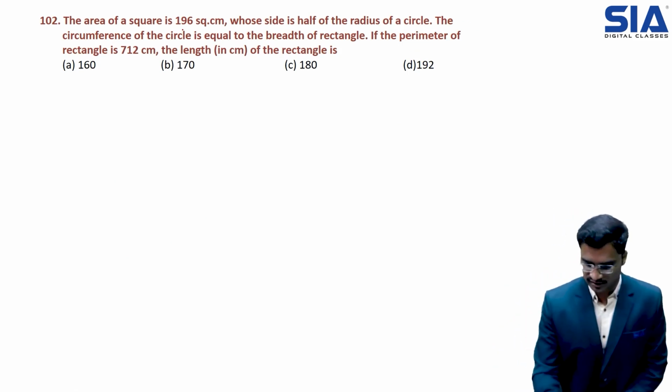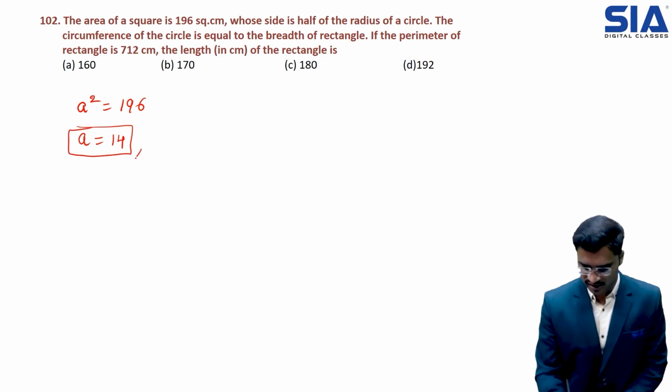So area of a square is given as 196. So a square is given as 196. Then the value of a will become what? Then the value of a is 14, because 14 square is 196.